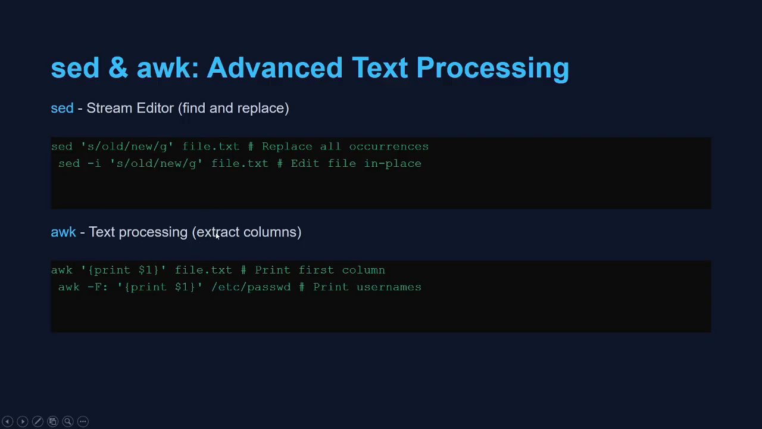Text processing, extract columns: awk '{print $1}' file.txt prints the first column. awk -F: '{print $1}' on the passwd file prints the username. Okay, print only the first column, like the usernames. So that's awk. It's used for text processing.